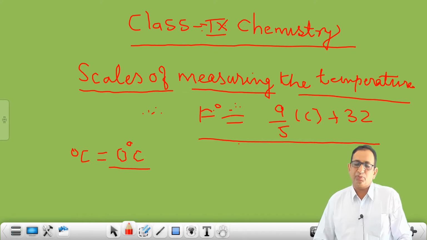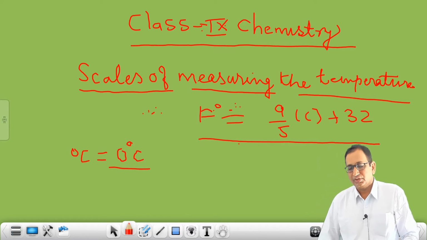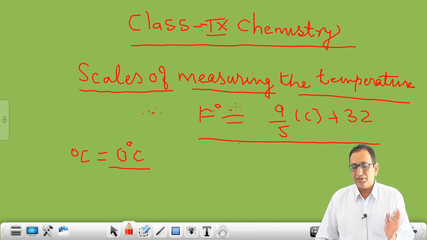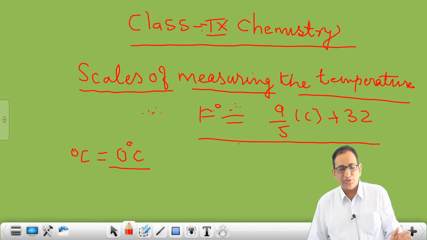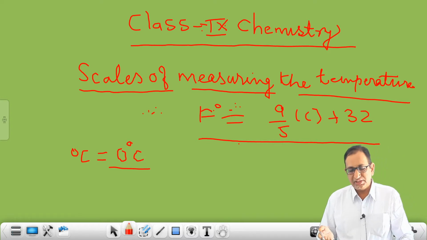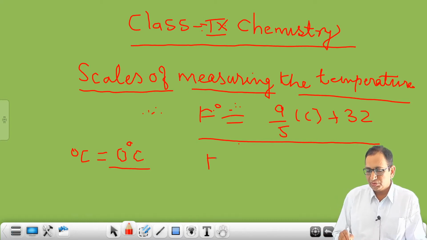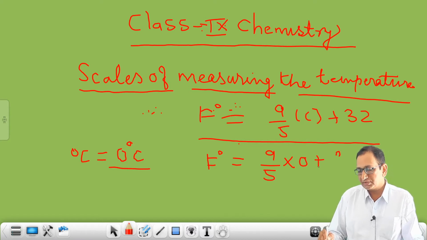Students, we have one formula: degree Fahrenheit is equal to 9/5 into C plus 32. By using this formula we can convert a degree Celsius temperature into the Fahrenheit scale. Let us see how. Here in the Celsius scale we have a temperature of 0 degrees, so in the Fahrenheit scale it will be 9/5 multiplied by, in place of C we put 0, and then plus 32.